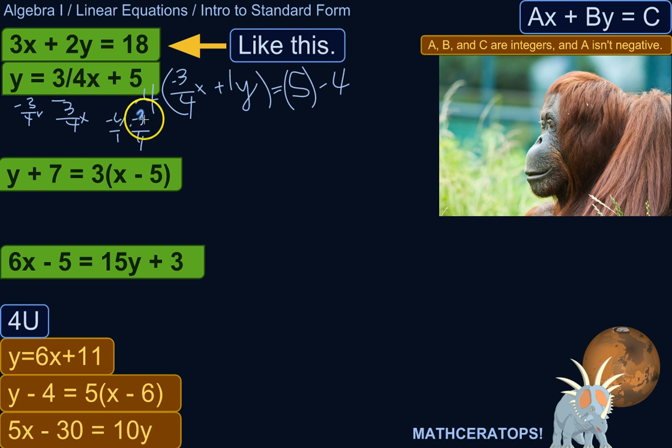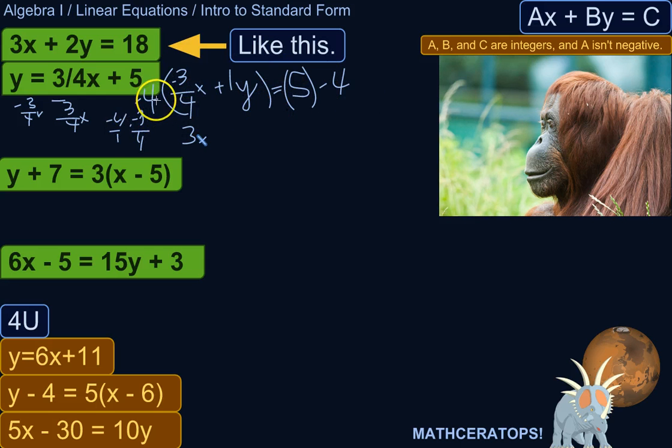Negative 4 times negative 3 is just positive 12. 12 divided by 4 is 3, right? So this just becomes 3x when I multiply negative 3/4 x by negative 4. It just becomes 3x. So solve that problem. Now I have to do that to everything, because I can't just decide to make this into a 3x. I've got to keep the equation balanced.